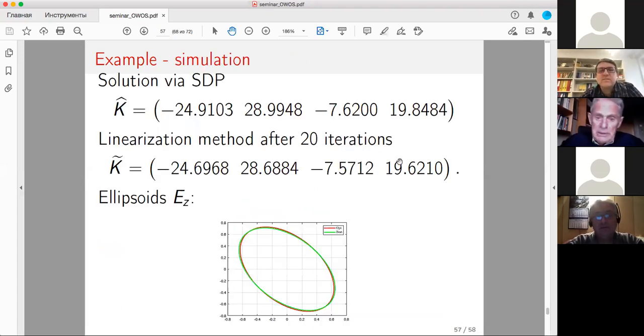And well, here is the result. The linearization method converges very fast, in 20 iterations and so on.